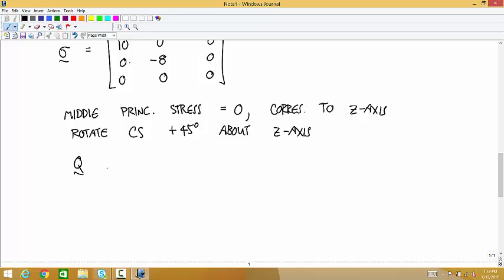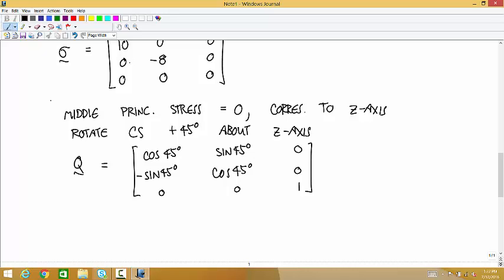So the rotation matrix is equal to cosine of 45, sine of 45, 0, then negative sine of 45, cosine of 45, 0, 0, 0, 1. So that's 0.7071, 0.7071, 0, negative 0.7071, positive 0.7071, 0, 0, 0, 1. That's the rotation matrix.